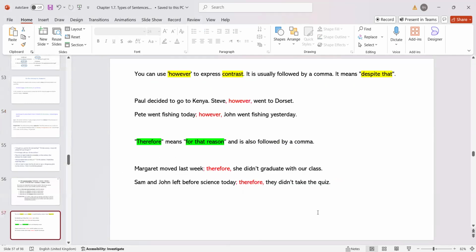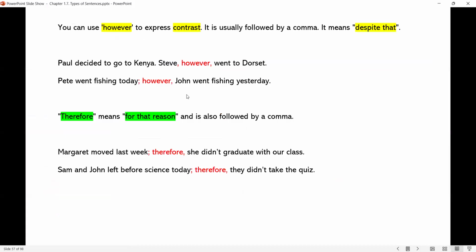And now let's focus. This is new information. Let's focus on the difference between "however" and "therefore," because many students have difficulty understanding when to use however and when to use therefore. However expresses contrast, and it means despite that. It means but. But therefore means for that reason.